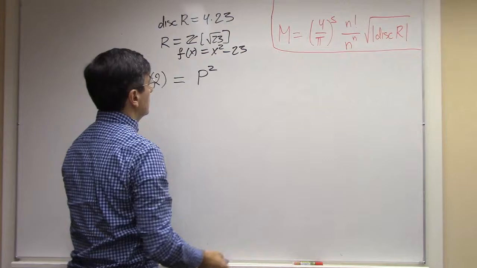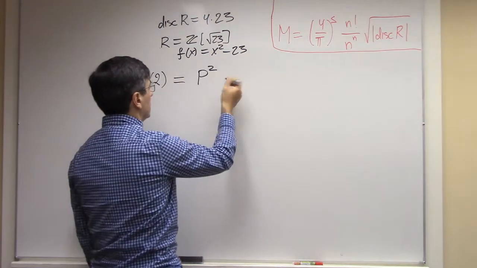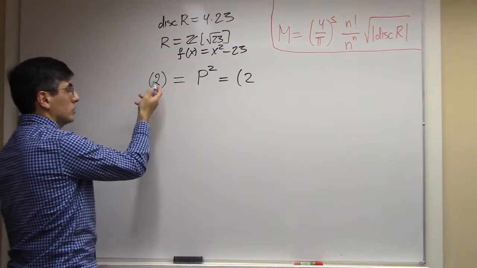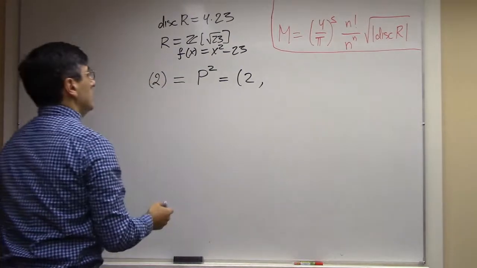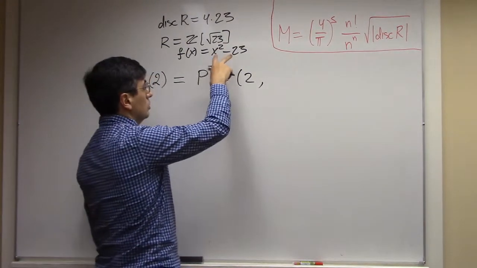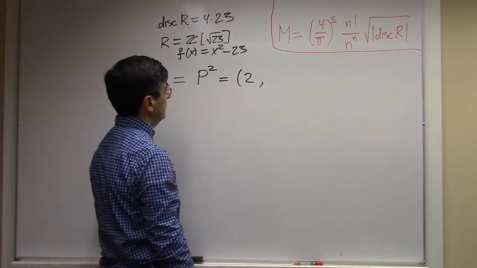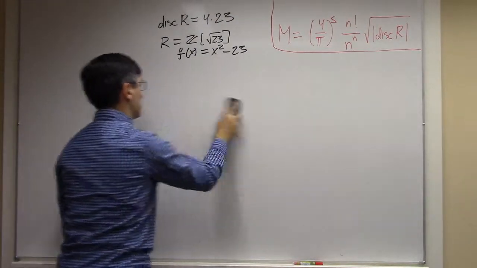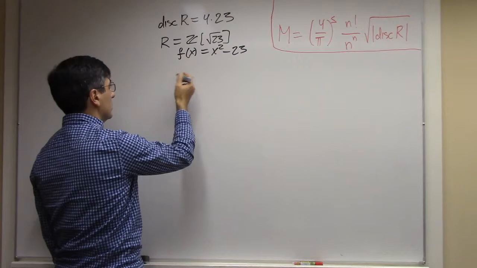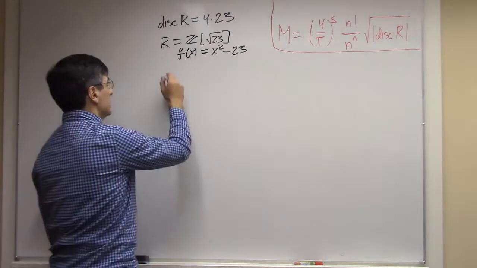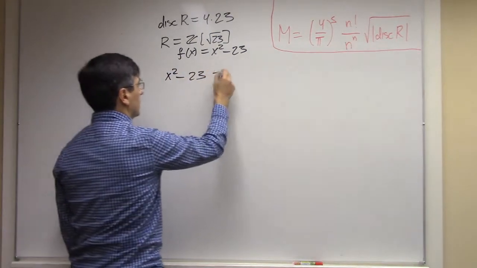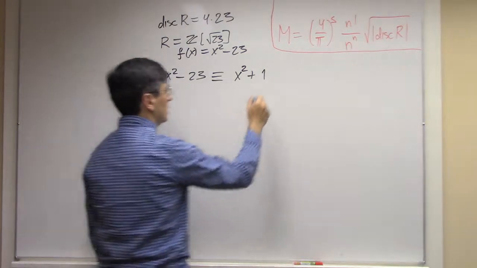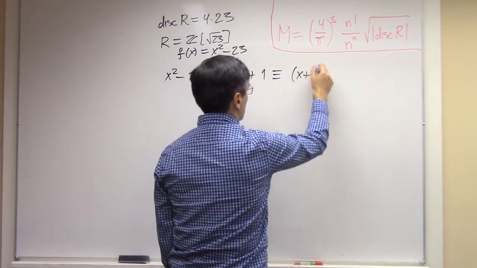You write the prime, which is 2, and then you take a polynomial that becomes congruent to a given polynomial. So let's do this step by step, so that everything is clear. First you take this polynomial. Suppose I want to find out how 2 factors. So I take x squared minus 23 and I compute modulo 2. Well, this is x squared plus 1 mod 2, and this is the same as (x plus 1) squared.